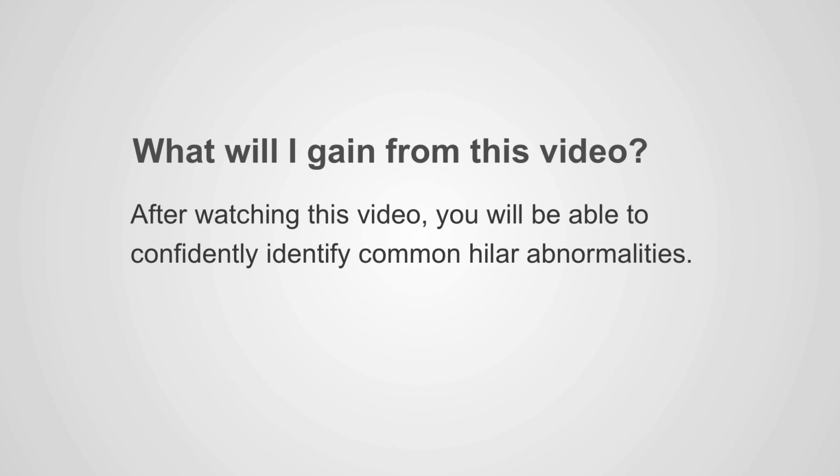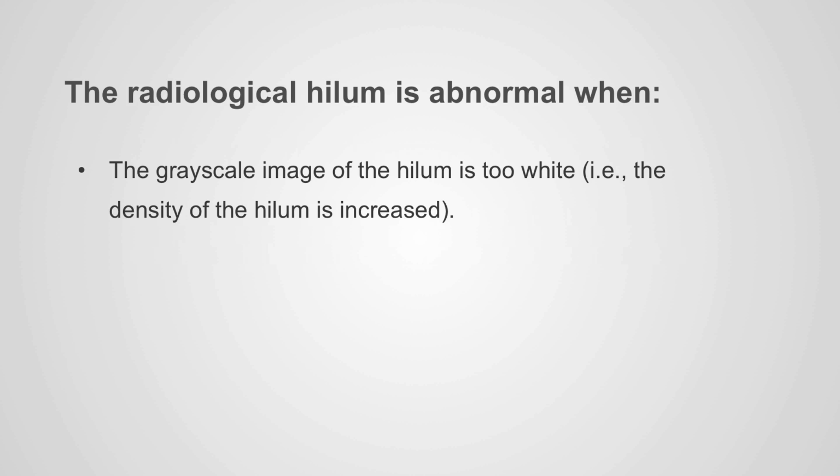What will I gain from this video? After watching this video, you will be able to confidently identify common hilar abnormalities. The radiological hilum is abnormal when the grayscale image of the hilum is too white, or the density of the hilum is increased, and this could be unilateral or bilateral.